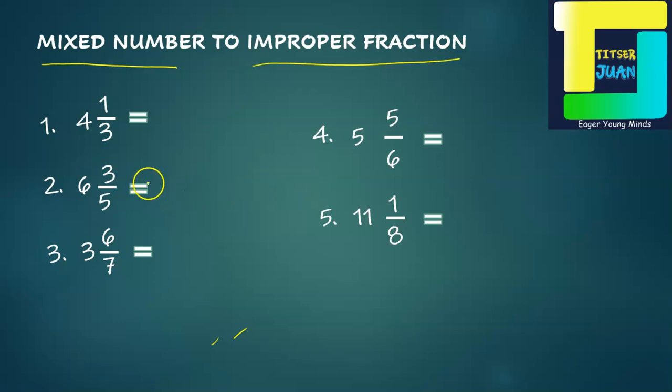So meron ako dito mga halimbawa. Let's take this example number 1. I have here a mixed number that is 4 and 1/3. Ngayon ay gawin natin siyang improper fraction. Para magawa yan, sundin lang to.